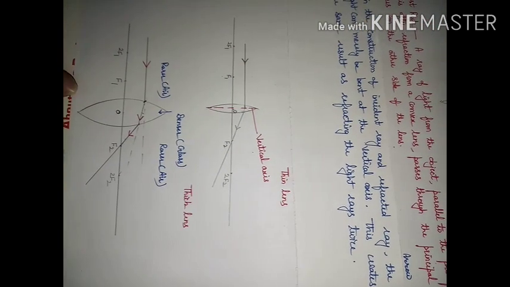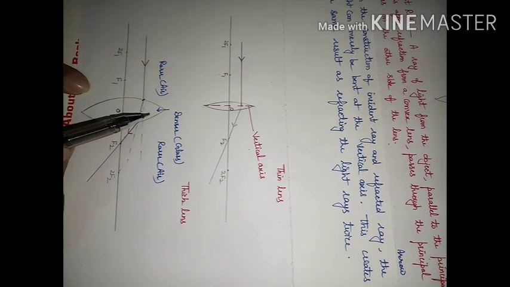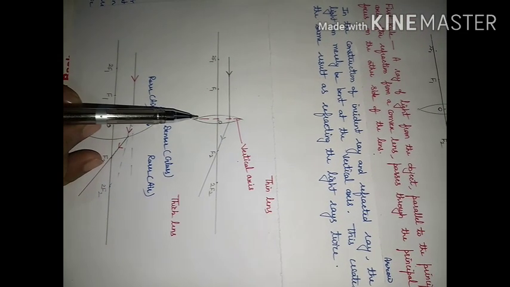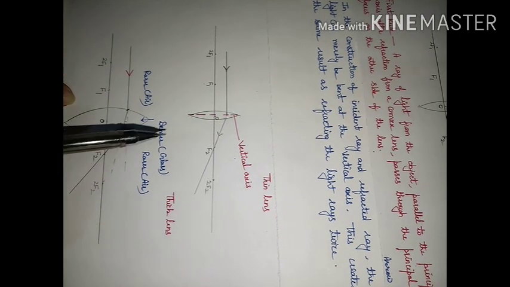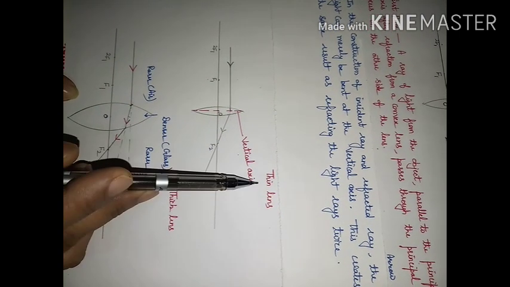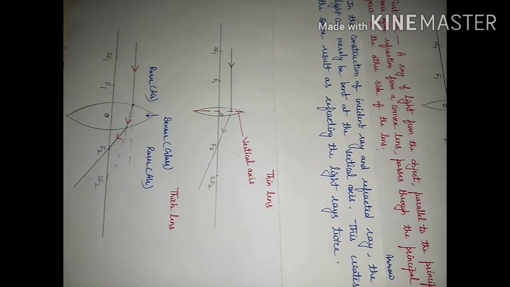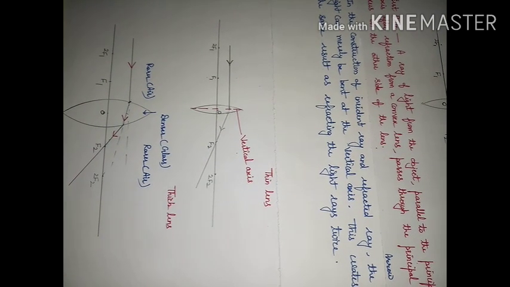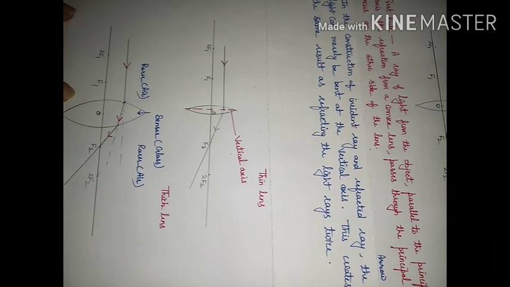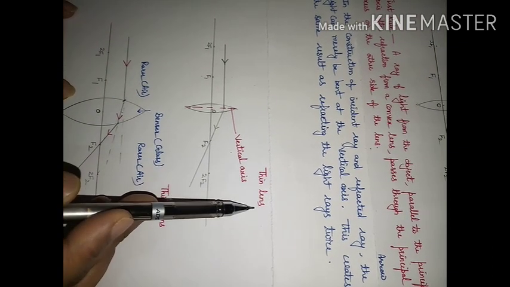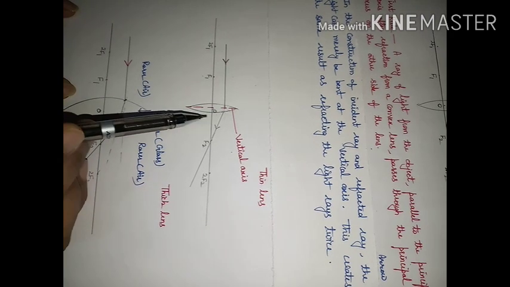But in your NCERT book and in most of the books, diagrams are not given like this. Diagrams are given like this because they are not going to consider a thick lens, they are going to consider a thin lens. What is a thin lens? Those lenses whose aperture is very small as compared to the radius of curvature of the spheres of which these lenses are part are thin lenses. So we are going to consider thin lens.